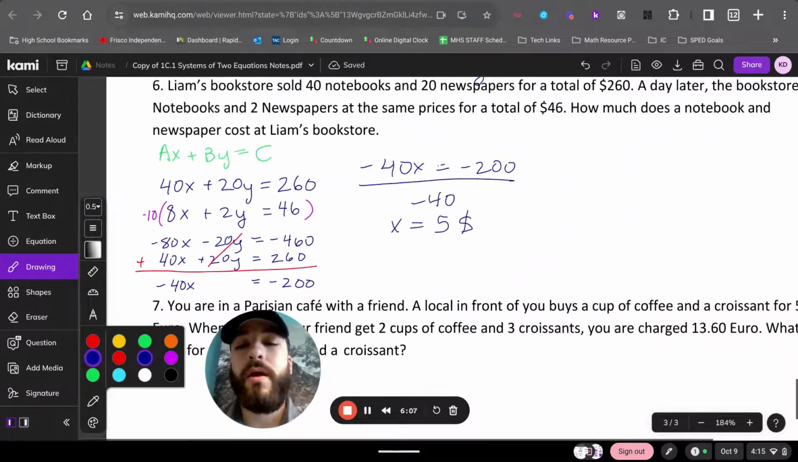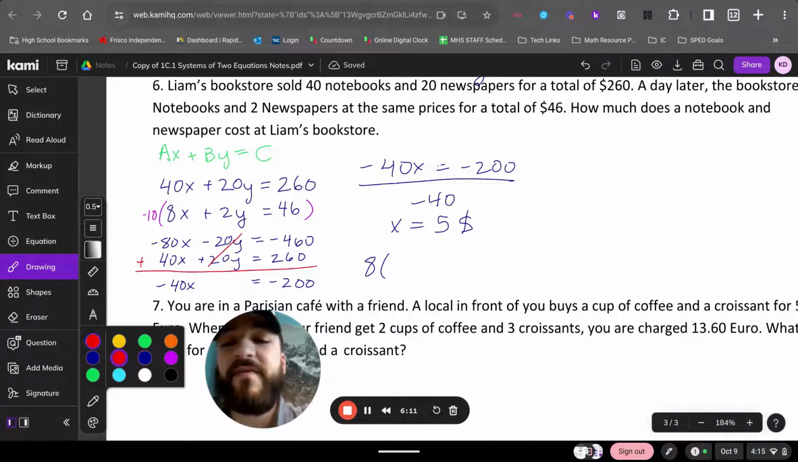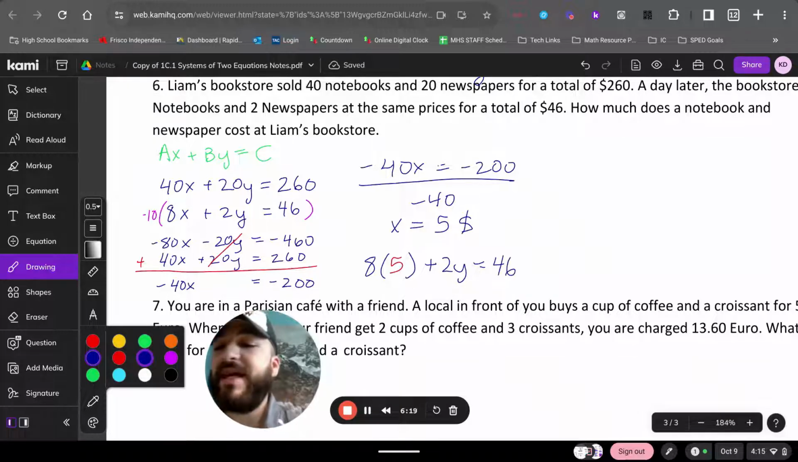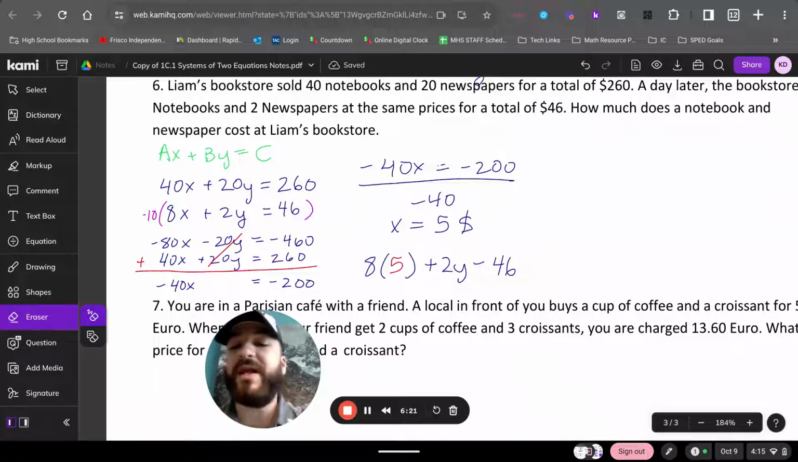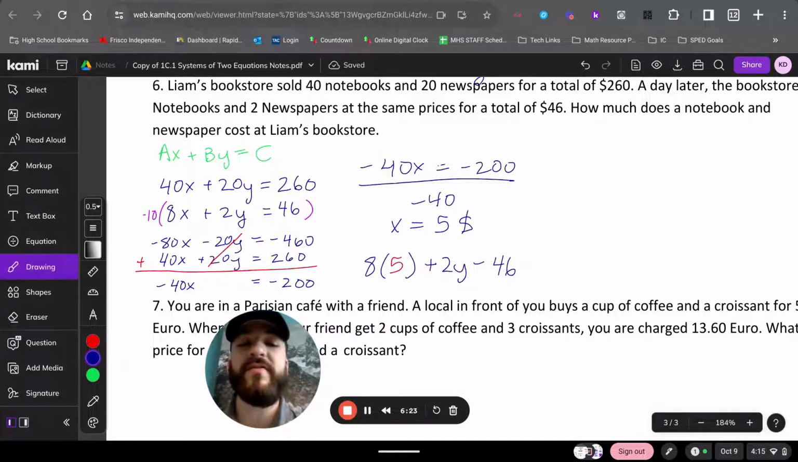So 8 times 5 plus 2y is equal to 46. And once again, if I did everything correctly for my elimination method, I should only have a single variable once I plug in. So just to recap, when I did my elimination, I eliminated my variable y, so I only had the variable of x. Once I have x, I plug back in so that I only have the variable y that I can solve for.